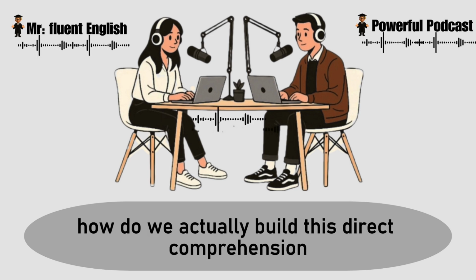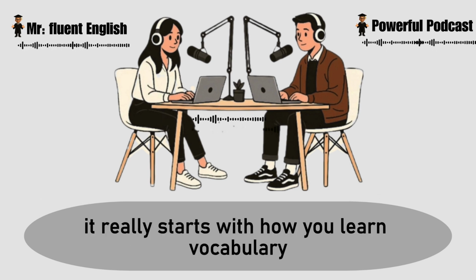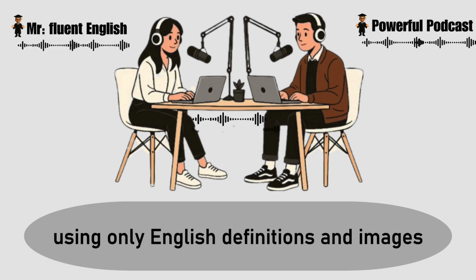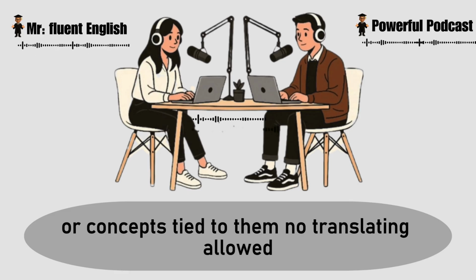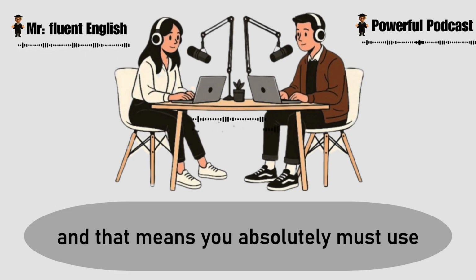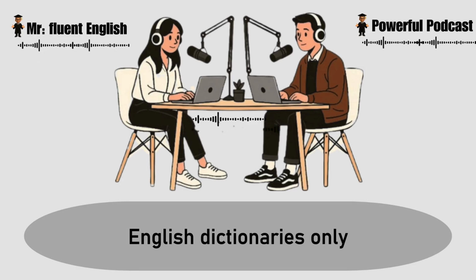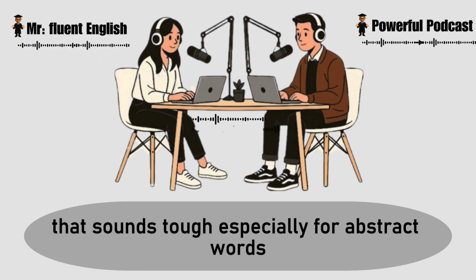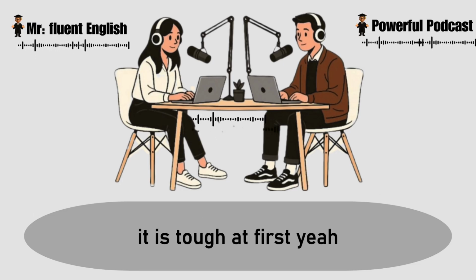So, okay, how do we actually build this direct comprehension? What are the practical steps? It really starts with how you learn vocabulary. Learn new words using only English definitions and images or concepts tied to them. No translating allowed. No translating, ever. Right. And that means you absolutely must use English dictionaries only. That sounds tough, especially for abstract words. It is tough at first.